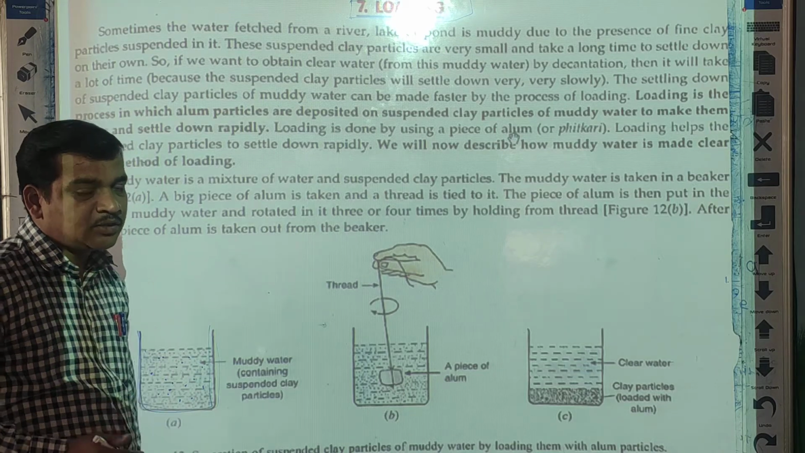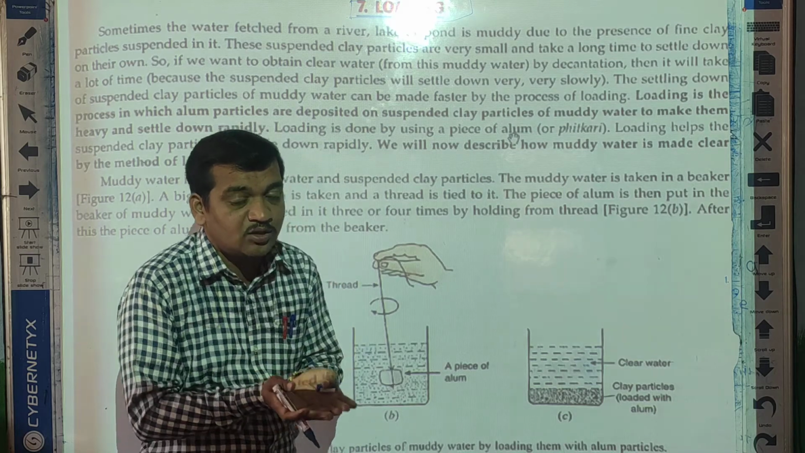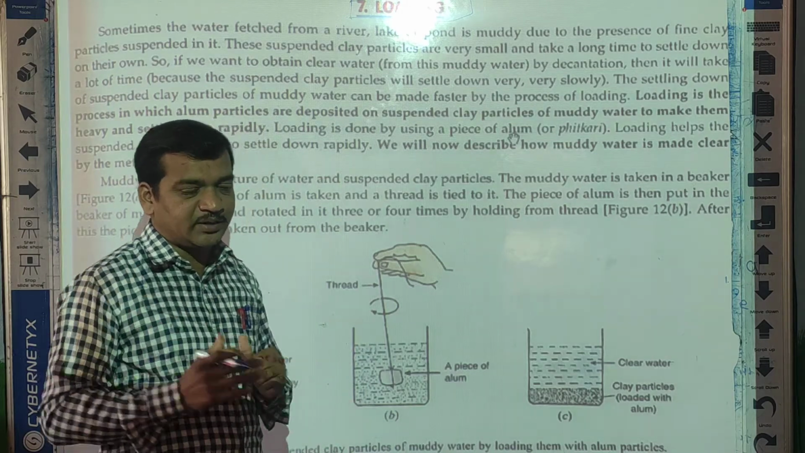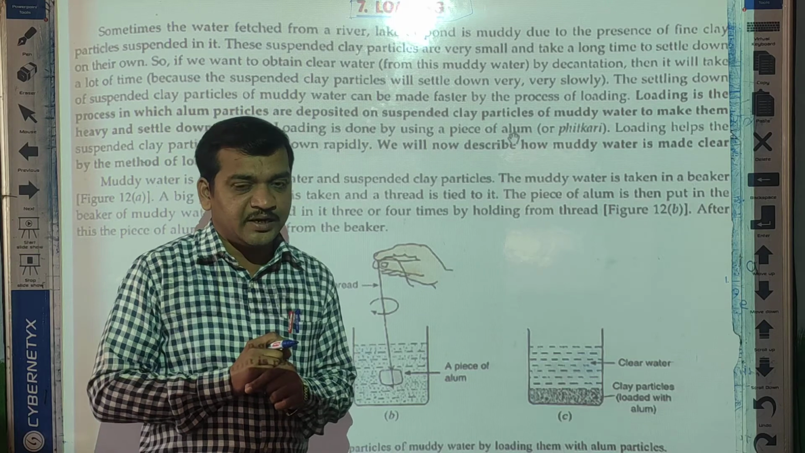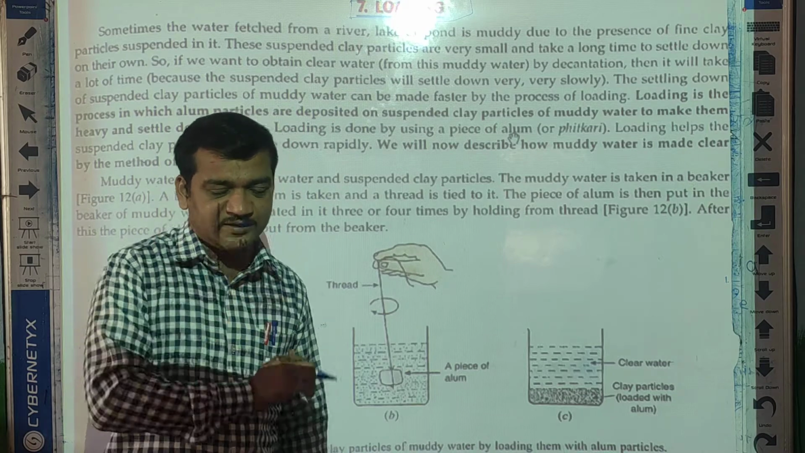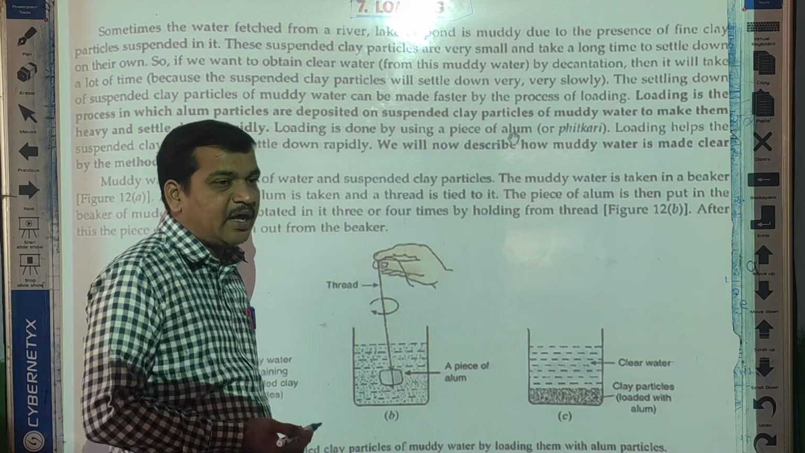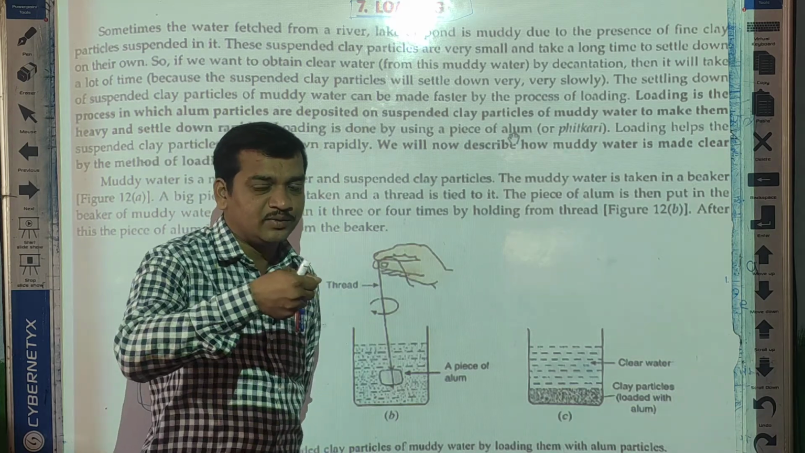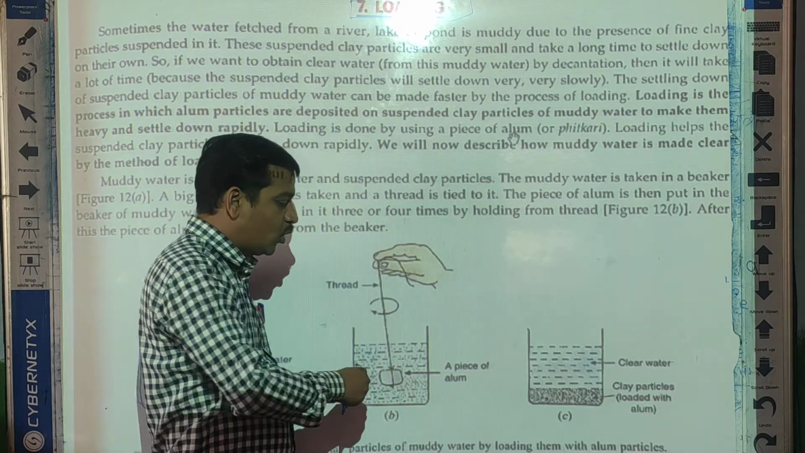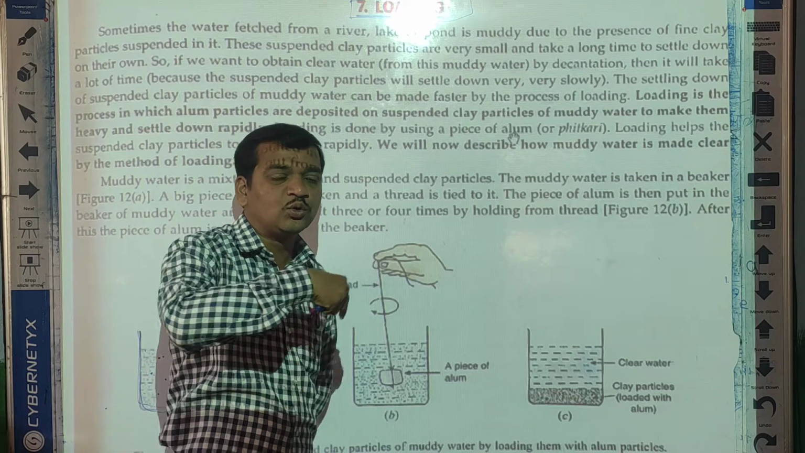So you just have to do one thing: take one long thread. How to settle these particles at the bottom of the beaker or bowl? Use one end of the thread to tie the alum. Alum is turti. Do you know turti? Yes. So tie the alum at one end of the thread, and hold the other end of the thread with your finger. Put the alum in water with the help of the thread, and rotate it clockwise 2 to 3 times.